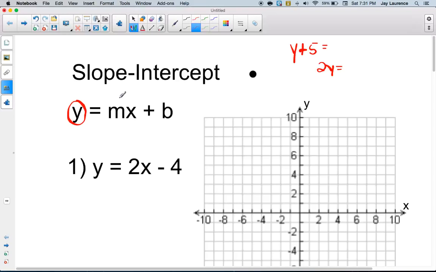And if it is, then the coefficient for x is our slope. Okay, and the number added or subtracted to x from x is our y-intercept, the place where the line will cross the y-axis.